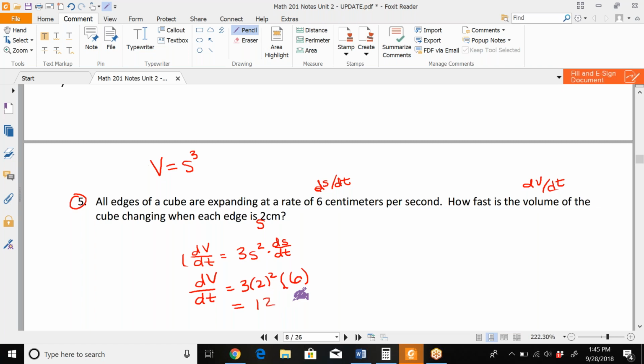Sorry, my pen is really struggling. So this is 72. Now, what we have to do is figure out our units. It's centimeters per second for side length, but remember there are 3 sides being multiplied together. So this is going to be volume. So it's centimeters cubed per second. So that is how big the volume is changing per second.